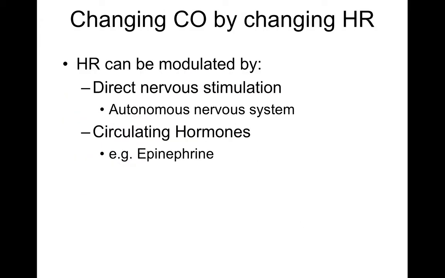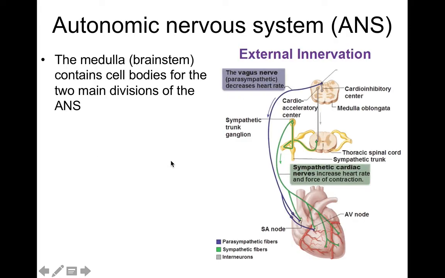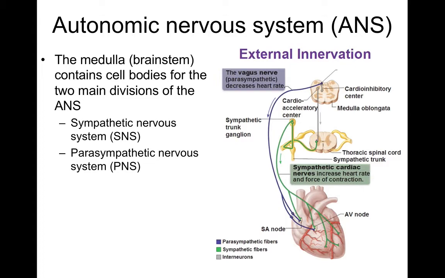So heart rate can be modulated by direct nervous stimulation, most notably by the autonomic nervous system, or by circulating hormones such as epinephrine. So the autonomic nervous system, ANS, you've probably already had this in previous lectures, is made up of two parts. Both parts are regulated by the medulla and the brainstem, which contain cell bodies for the two main divisions of the autonomic nervous system. You have the sympathetic nervous system and the parasympathetic nervous system.